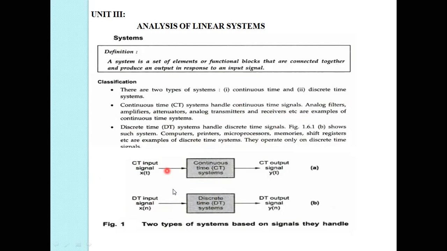Understood? These are the two block diagrams: the continuous time system with a continuous time input signal, and the response is the continuous time output signal y of t. And the discrete time system has a discrete time input signal x of n, and the response output is the discrete time output signal y of n. Okay, my dear students.